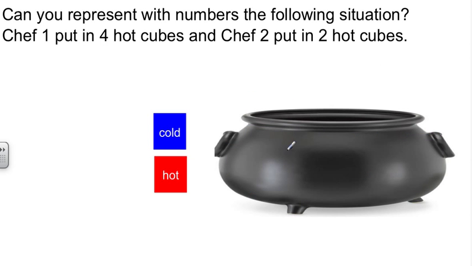So looking at this next one with numbers, can you represent this problem with numbers? Chef 1 put in 4 hot cubes, and Chef 2 put in 2 hot cubes. Pause it, try it, and then come back. So if I'm going to put in 4 hot cubes, I have 4 hot cubes and 2 hot cubes. I'm going to add them into the soup. Let's see if these numbers worked out.